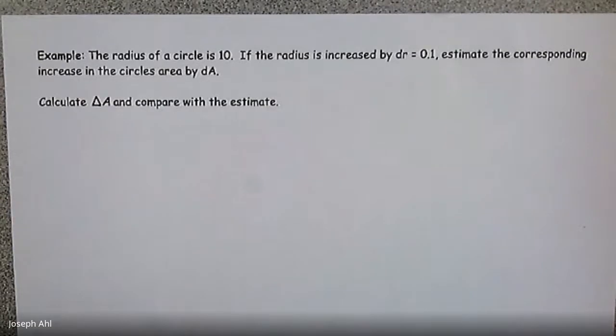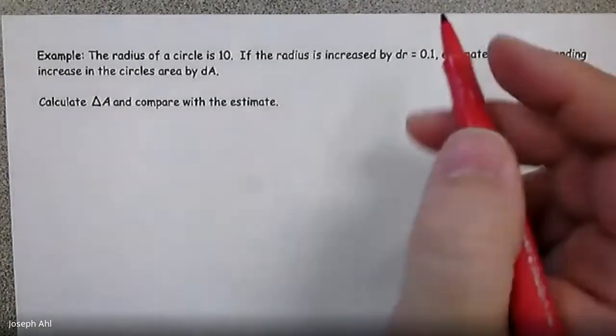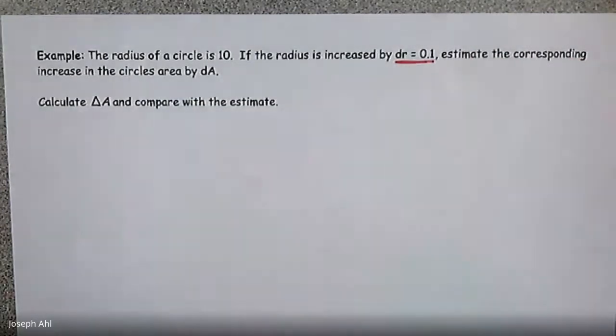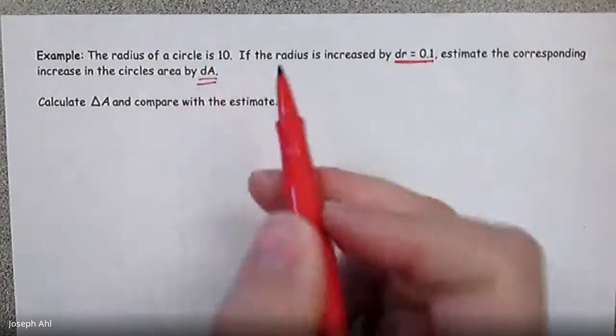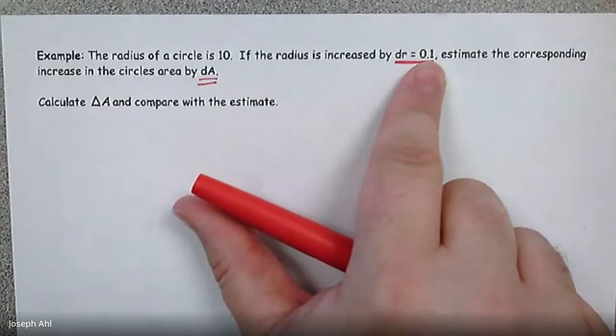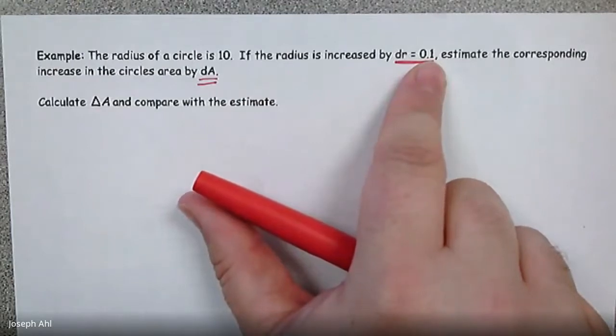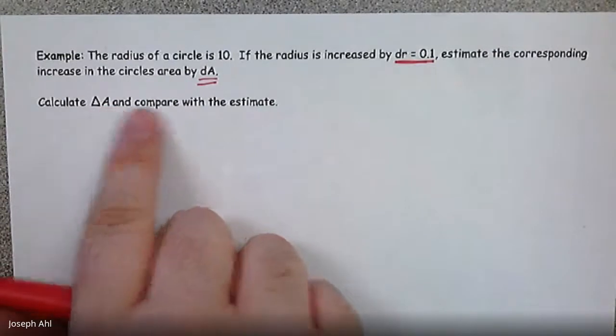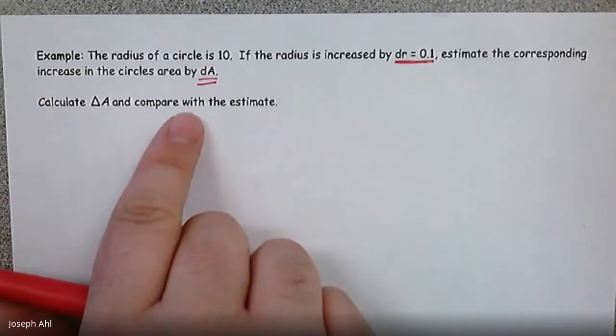So in this example, it says the radius of a circle is 10. If the radius is increased by dr equals 0.1. Okay, so that's the differential in the radius. Estimate the corresponding increase in the circle's area by dA. So we want to figure out what's the differential in the area when the differential in the radius is 0.1. Once we've done that, then we're going to calculate delta A and compare with the estimate.